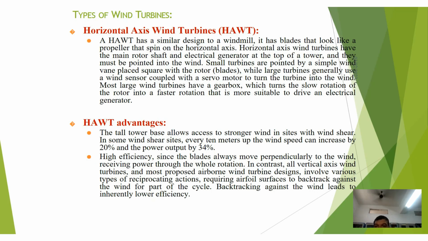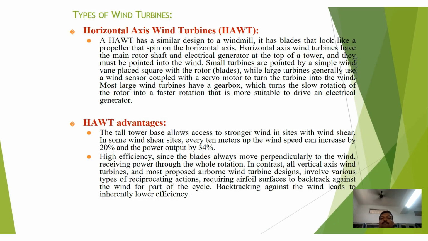Most large wind turbines have a gearbox, which turns the slow rotation of the rotor into a faster rotation that is more suitable to drive the electric generator. So we have the gearbox so that we can rotate the generator. We know that if the generator runs at a minimum speed, whenever we have less mechanical power, we can't rotate the generator, so it won't convert into electric power. The main advantage of horizontal axis wind turbine.